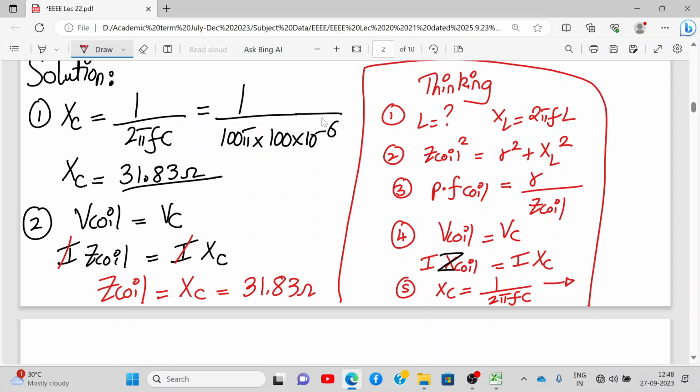Is the power factor of the coil given? Yes. Is Z coil given? Yes. Can you find small r? Yes. From formula number 3. Are you understanding what we mean by going 5, 4, 3? Now we go to step number 3.